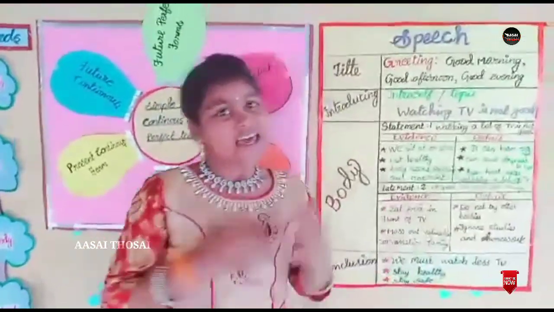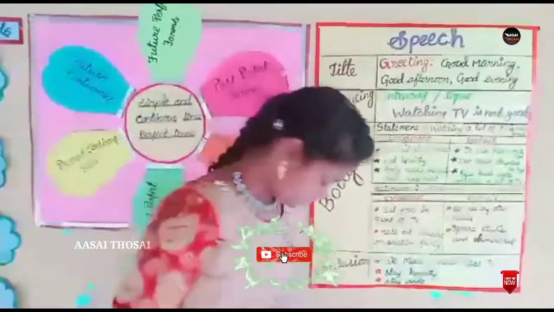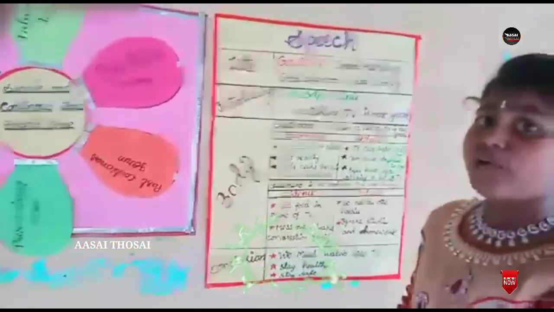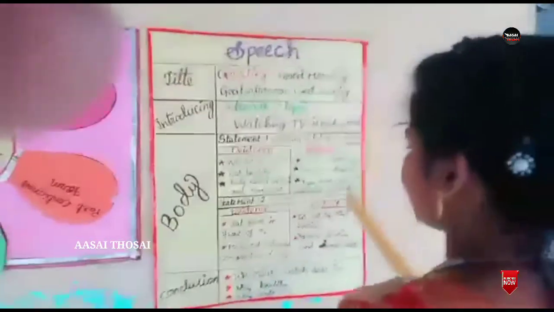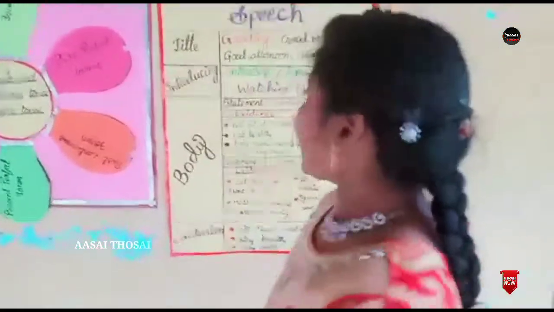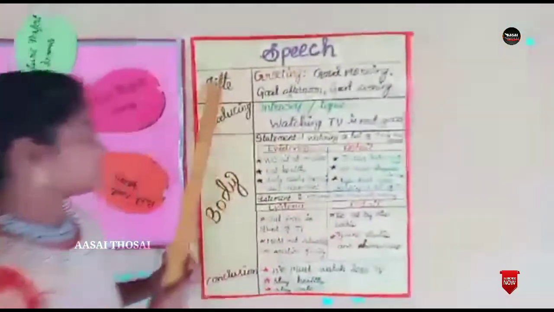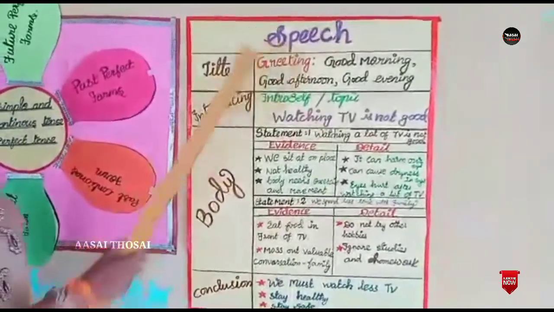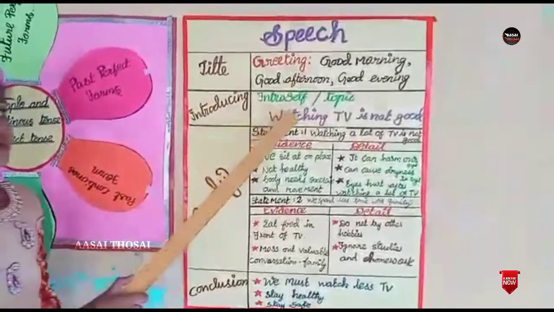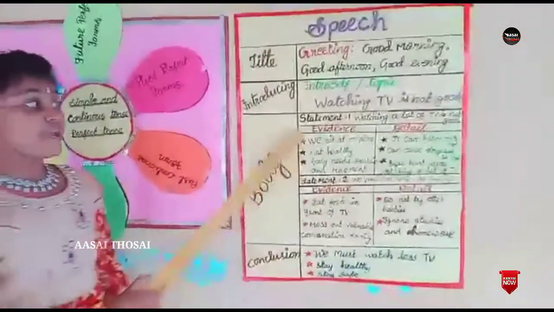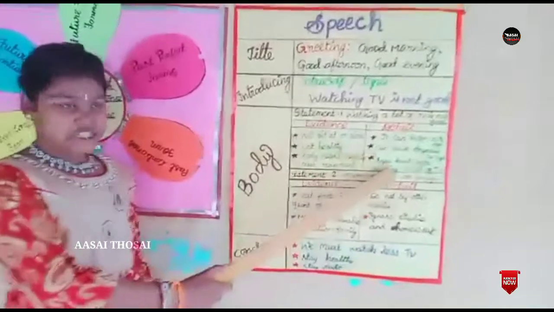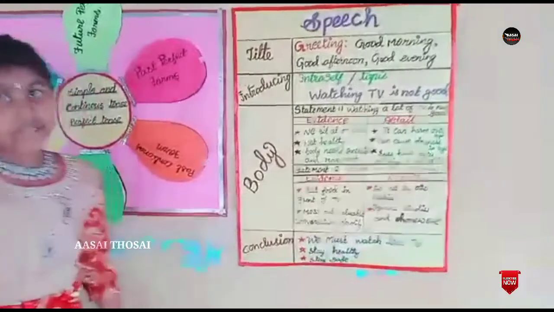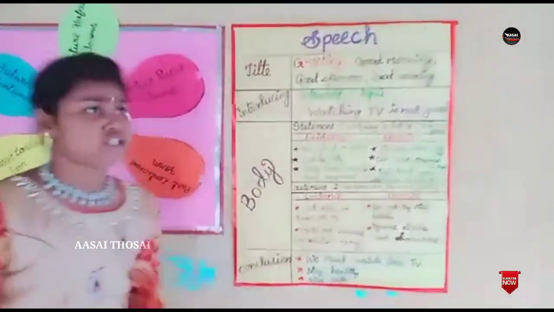Let's go to the writing and speaking expression. In today's class, you are going to learn how to write a speech. See, this is a speech format. You should see it. There should be a title, introducing yourself, body, and a conclusion. Title will be a greeting. Introduction will be introducing yourself or the topic. Body should be statement 1 with evidence and details, and statement 2 with evidence and details, and lastly it should be concluded. Now, I am going to give you 10 seconds to observe it.